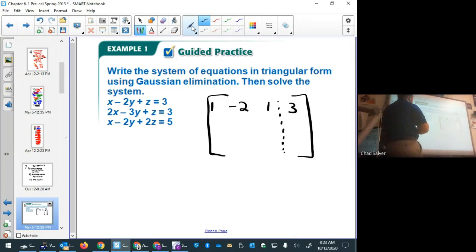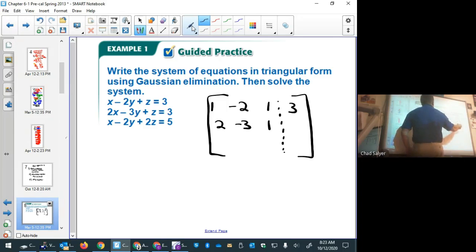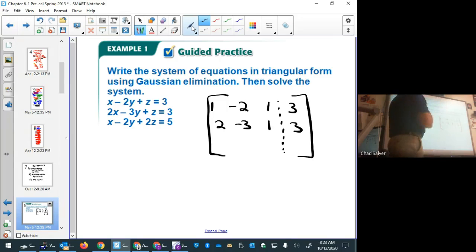So, Rachel, tell me what the second row should be. 2, -3, 1. Excellent. And then Bristol, tell me what the third row should be. Very good.